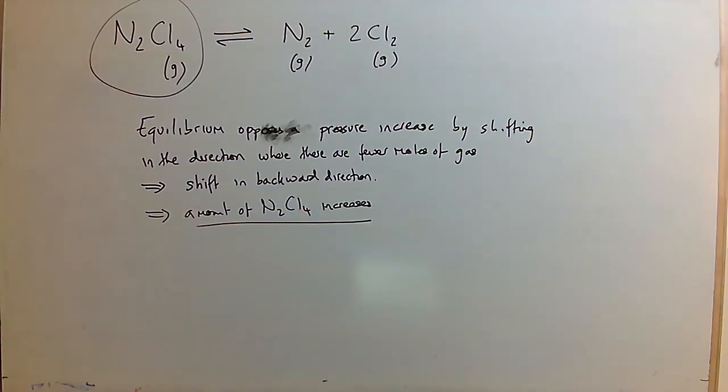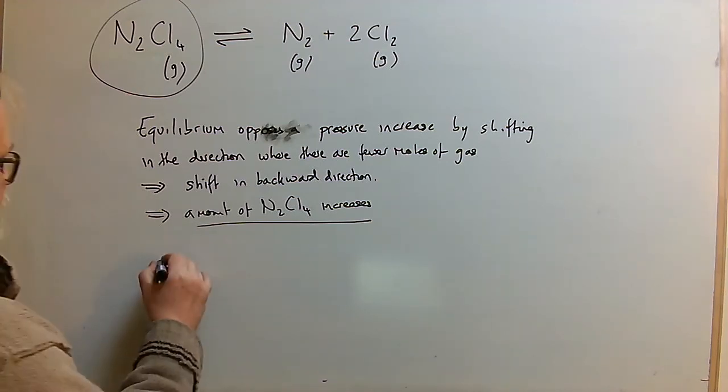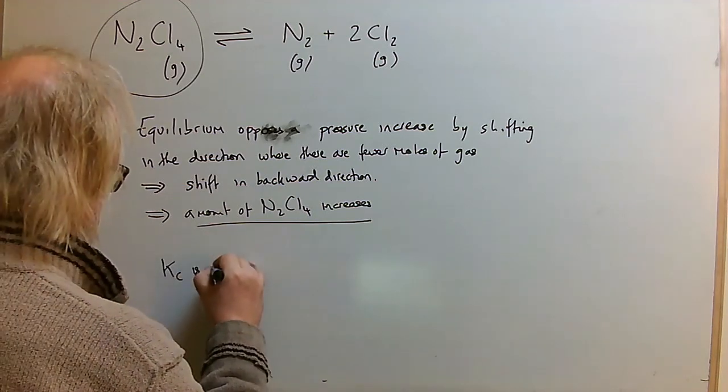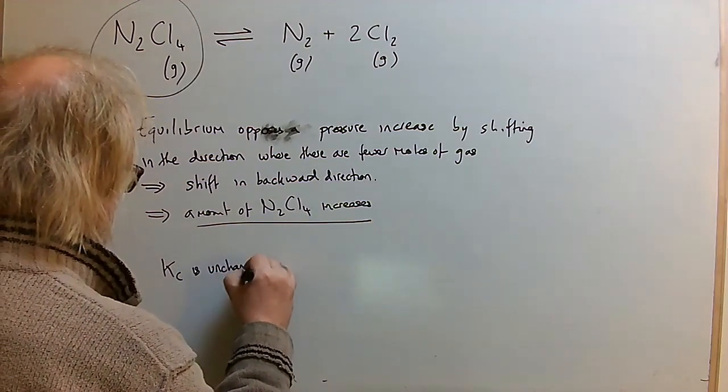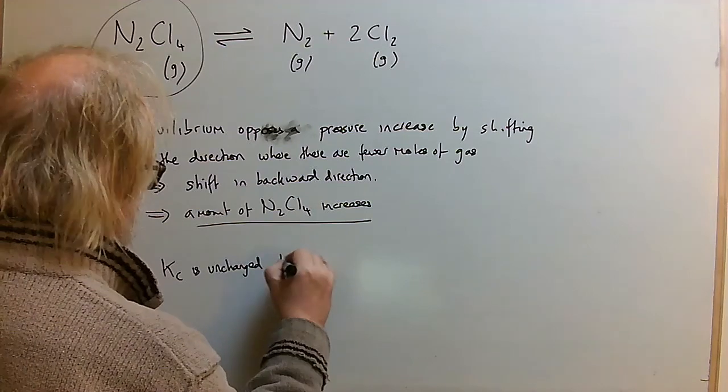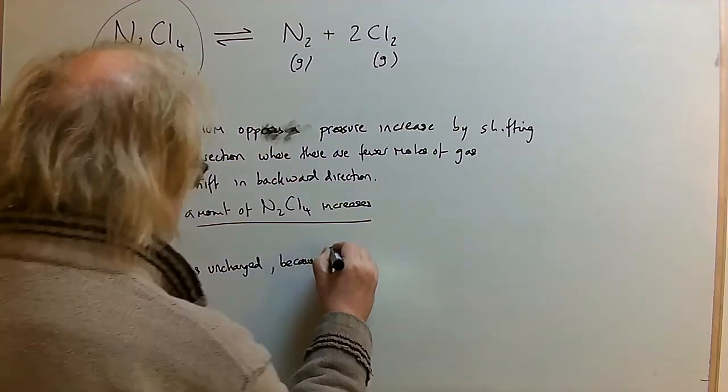And then the follow-up is, okay, so what happens to the value of Kc? And this is the classic trap that you just have to make sure you don't fall into. Remember that the only thing that changes the value of Kc is the temperature. And we haven't changed the temperature, we've changed the pressure. So all you have to say is that Kc is unchanged, because the temperature was not changed.